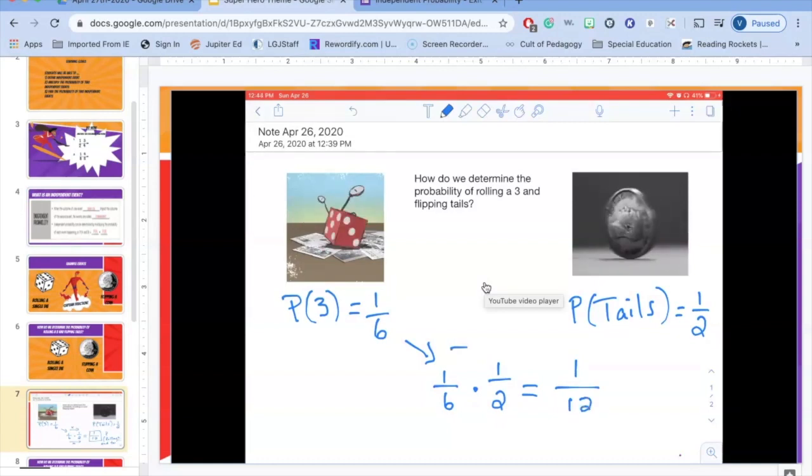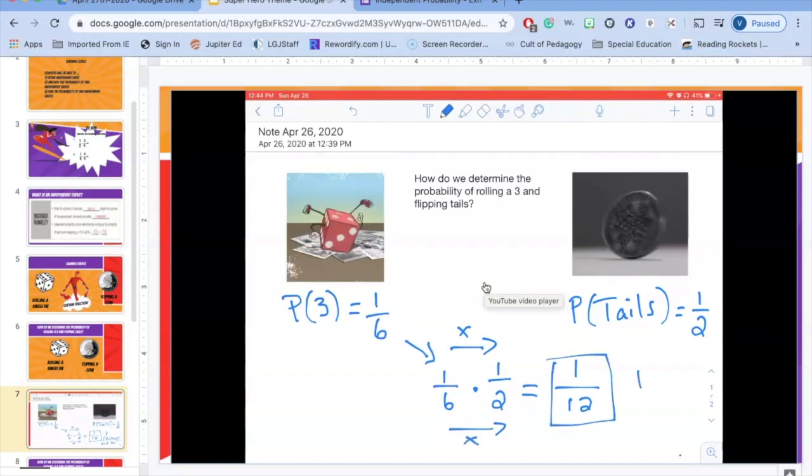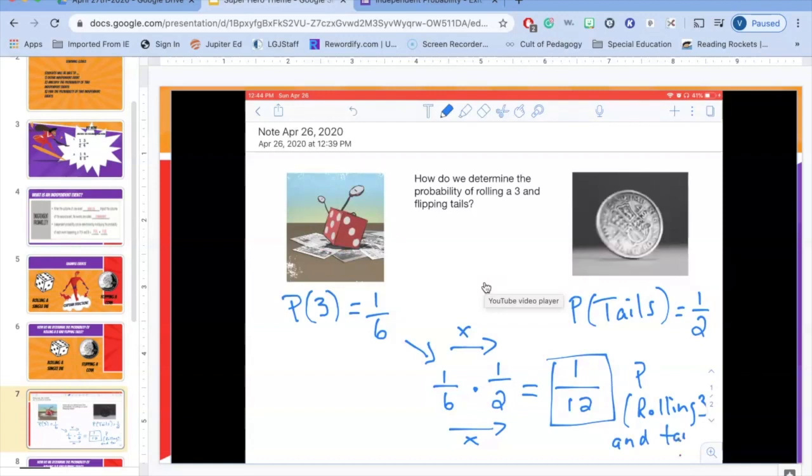Now, if I remember how to multiply my fractions correctly, I multiply the top across and I multiply the bottom across. So my answer would be 1/12, because 1 times 1 is 1, and 6 times 2 is 12. So the probability of rolling a 3 and flipping a tails is 1/12.